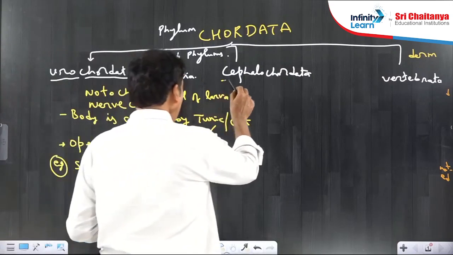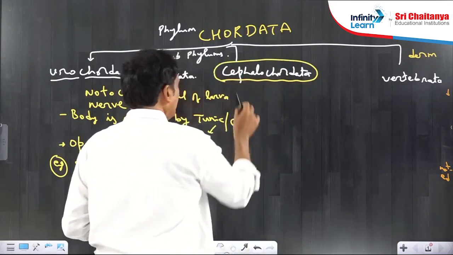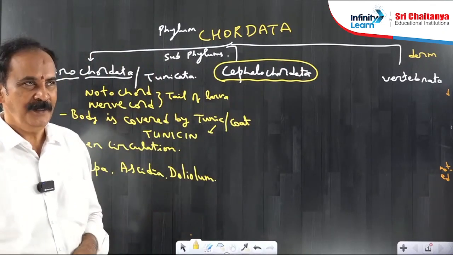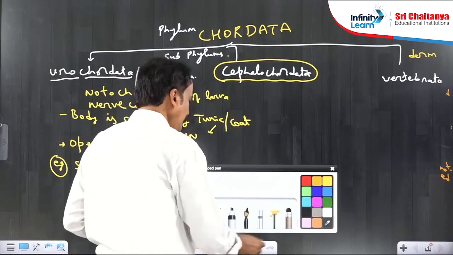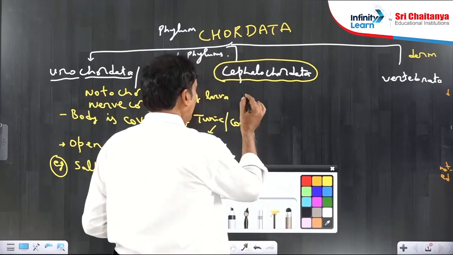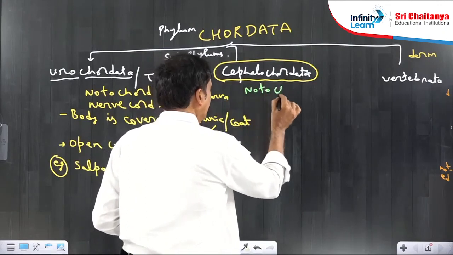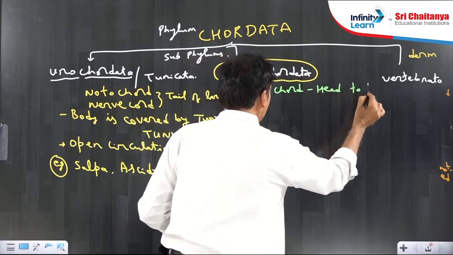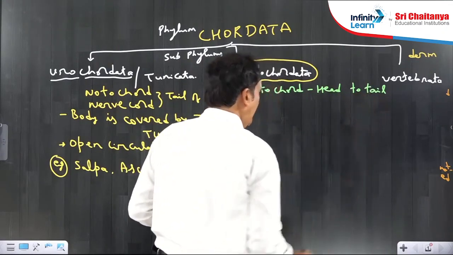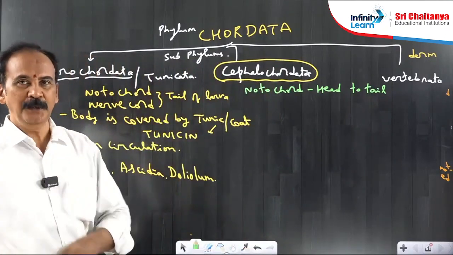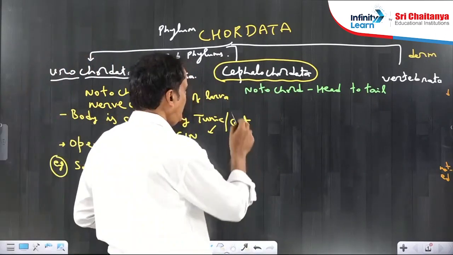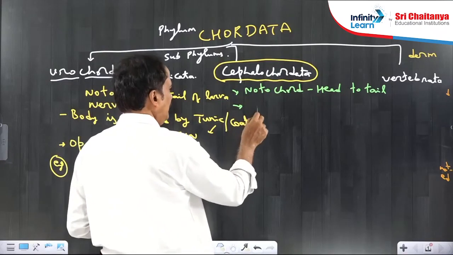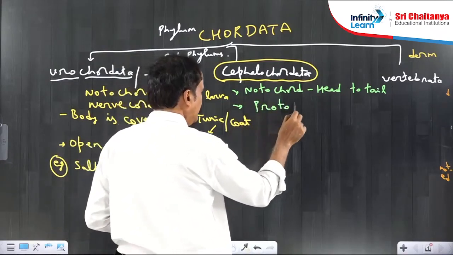Cephalochordata, this phylum is named Cephalochordata because the notochord extends from the head region to the tail region of the body, right? The notochord is extended right from the head, or anterior most end of the animal, to the tail region. This group has a special feature: protonephridia.